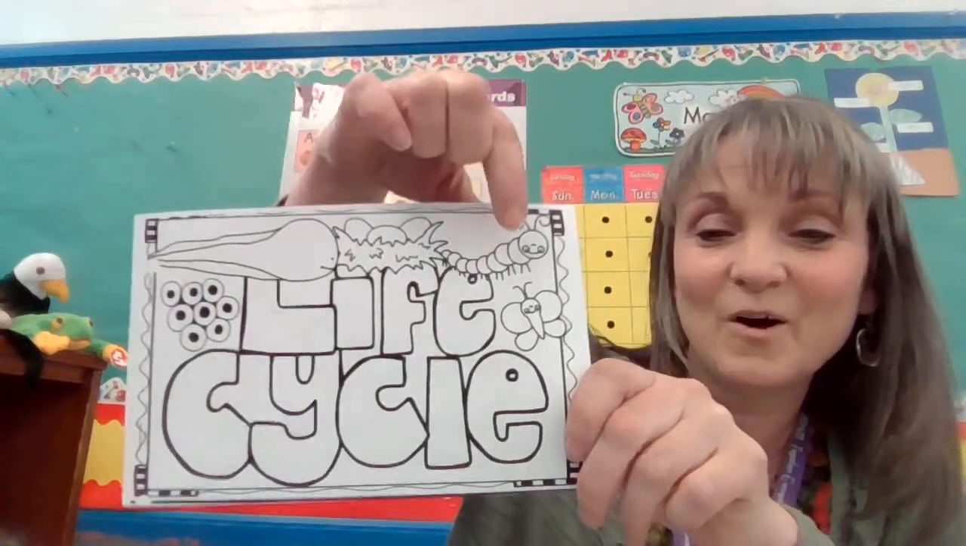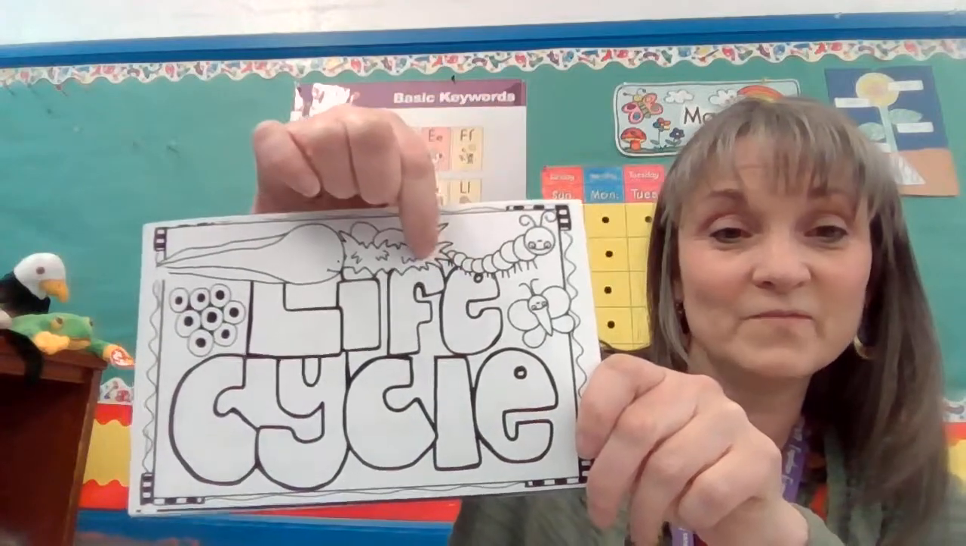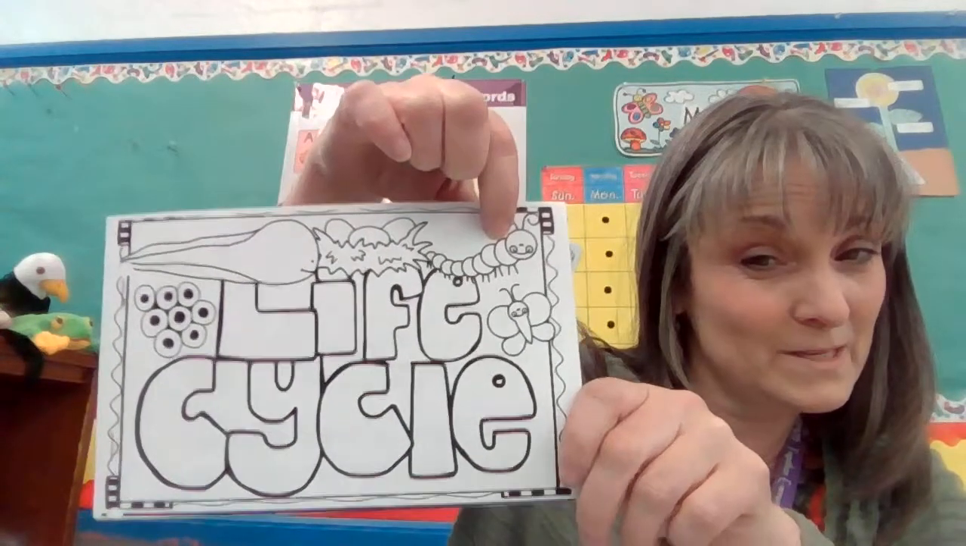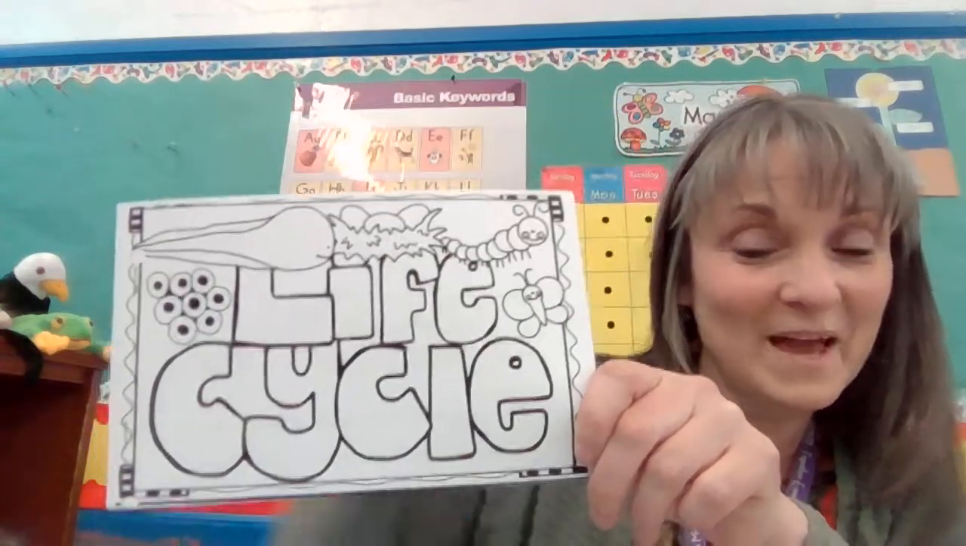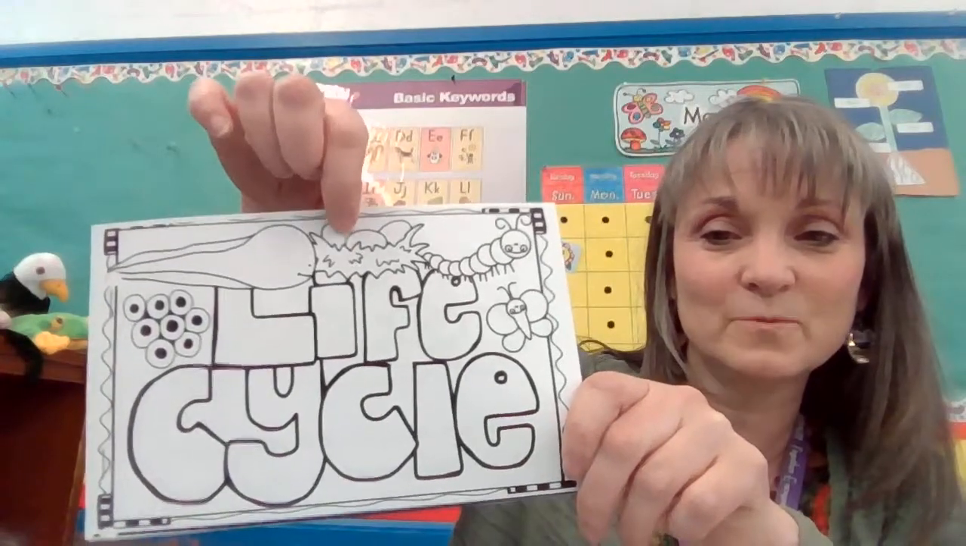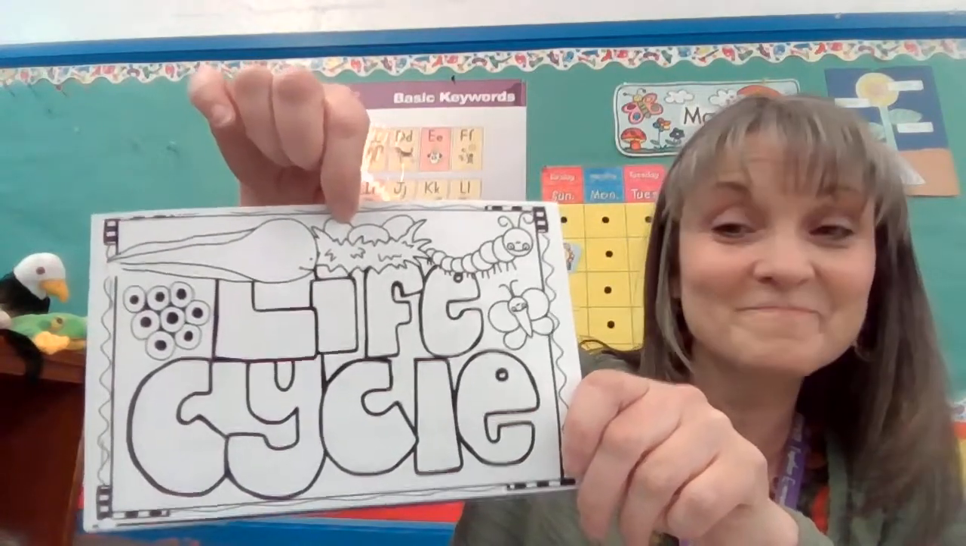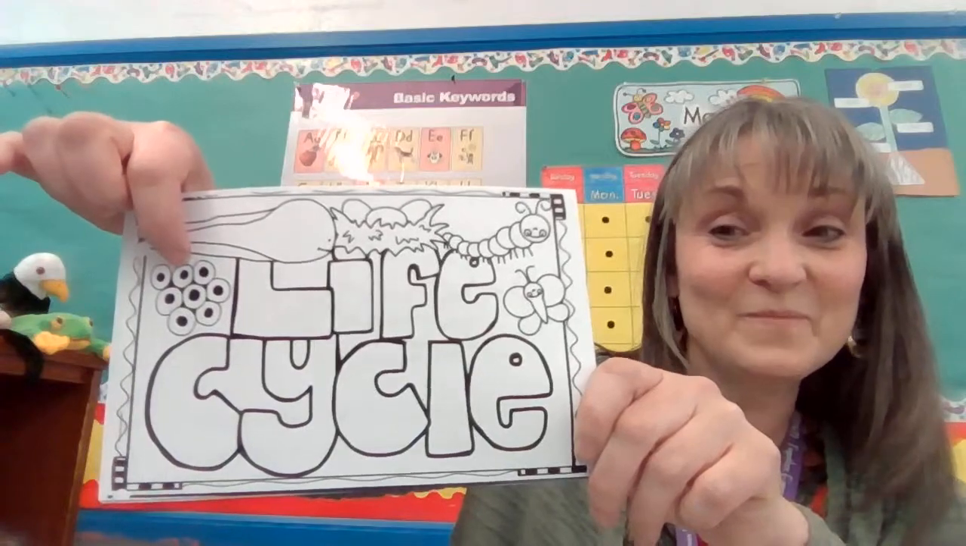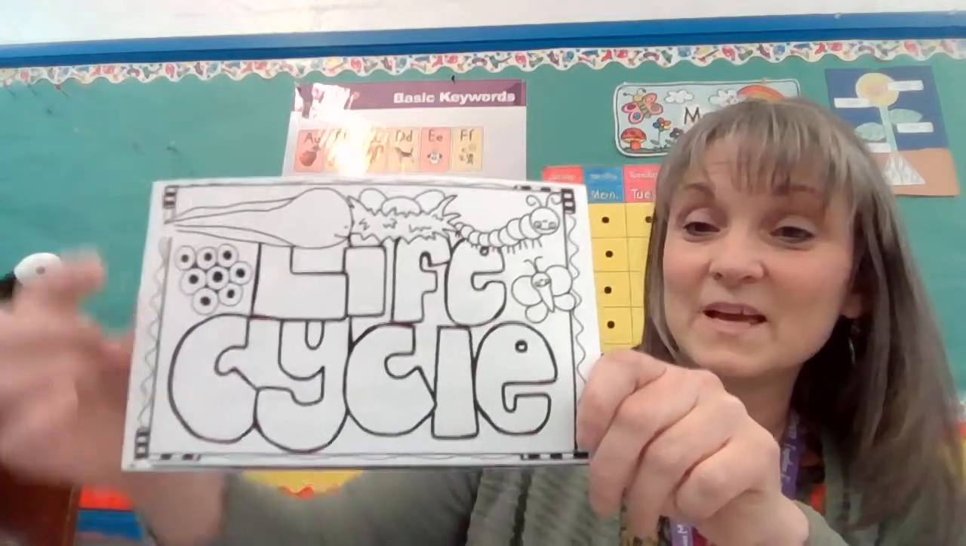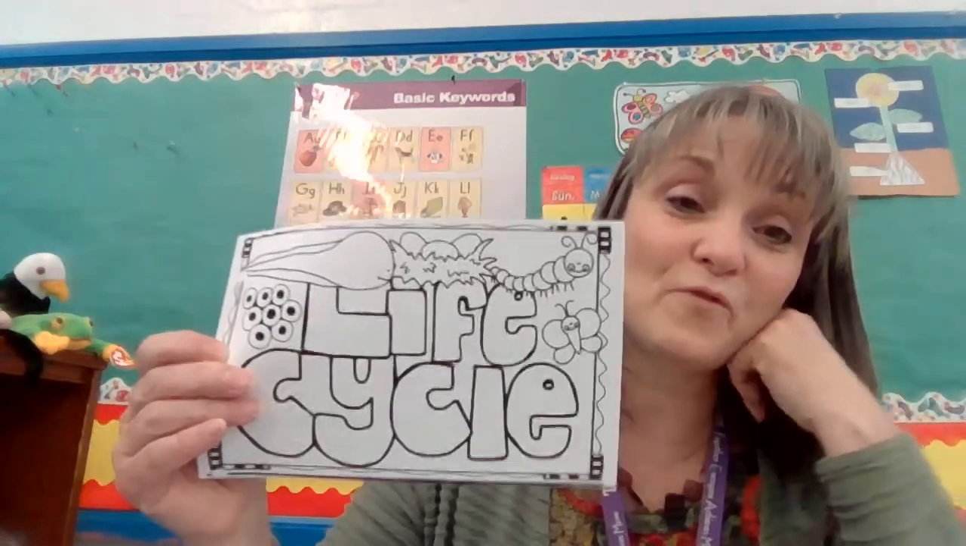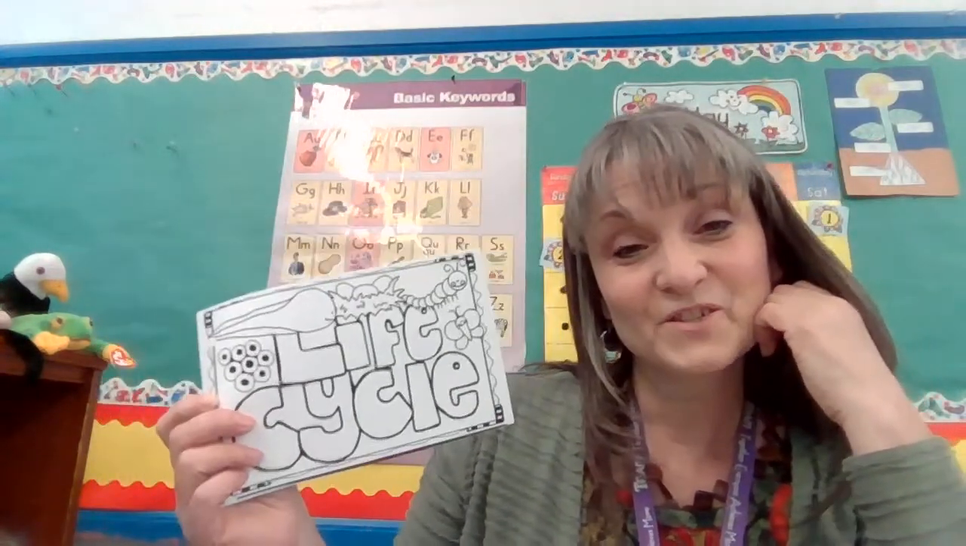Very good. Over here we have a caterpillar. A caterpillar is a baby butterfly. And then here in the nest, what do we have? Eggs. And over here, we have some different kind of eggs. These are what frog eggs look like. Most life cycles of animals start with an egg.